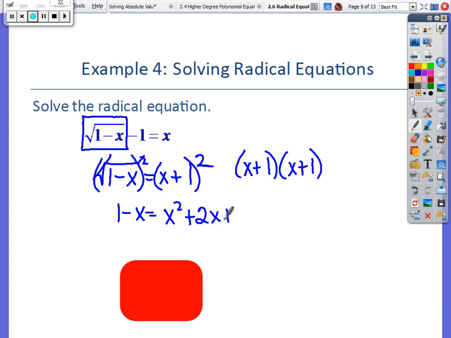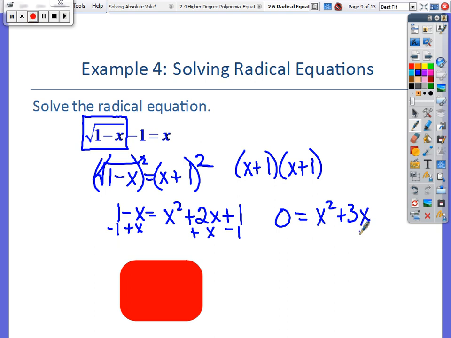And look at what we got again. We got another quadratic. So what do we set quadratics equal to? 0. And so we go ahead and add x to this side and subtract 1. And so we end up getting 0 equals x squared plus 3x, and the 1's cancel. Well, this is an easy one to factor.